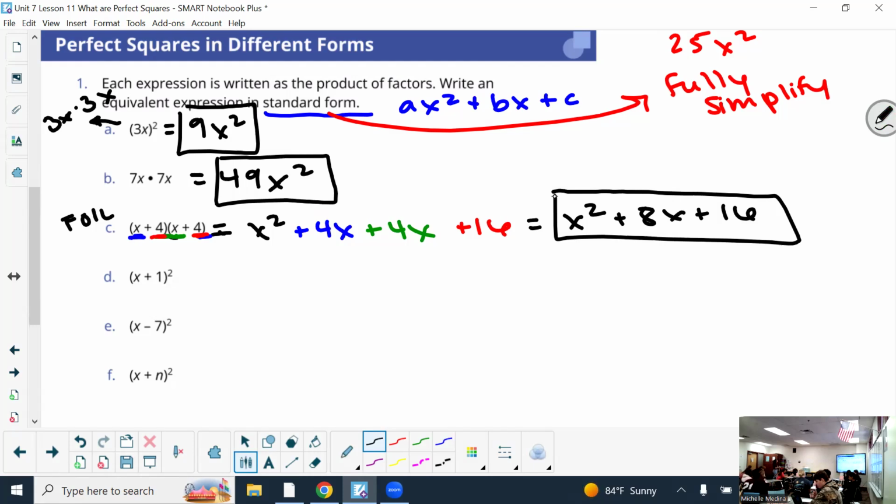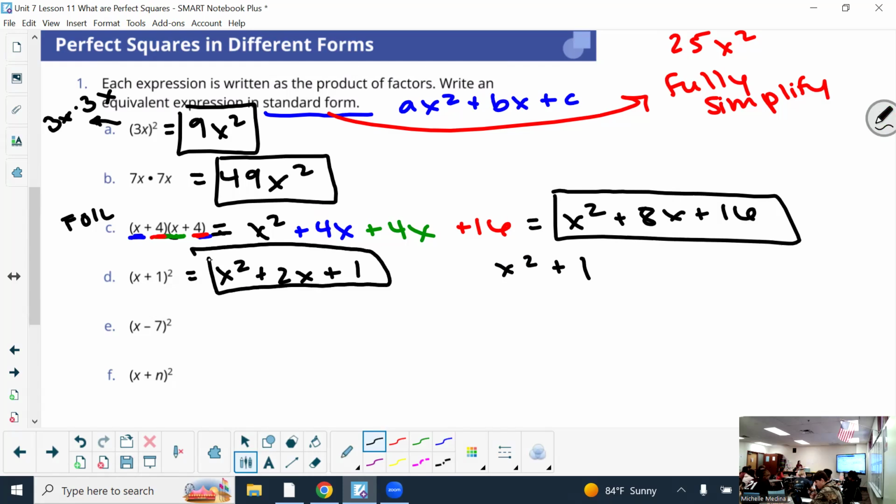Table 2, what about in D? What's my standard form for that one? X squared plus 2x plus 1. If you were thinking that this one could be x squared plus 1, then you are wrong. I'm trying to steer you away from that common mistake. It creates a trinomial. It's a perfect square. You cannot just distribute this exponent when there's addition or subtraction in there.